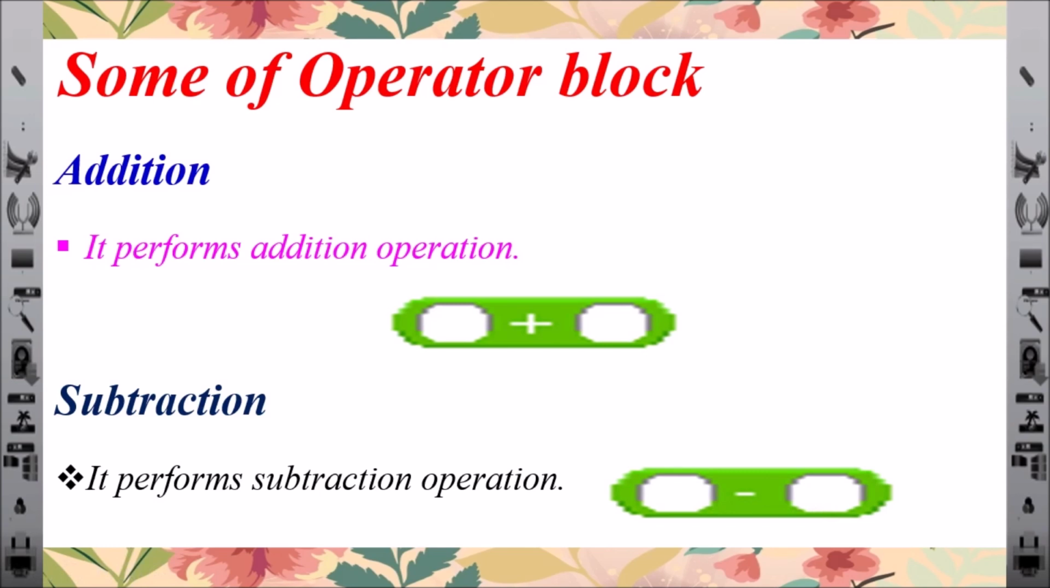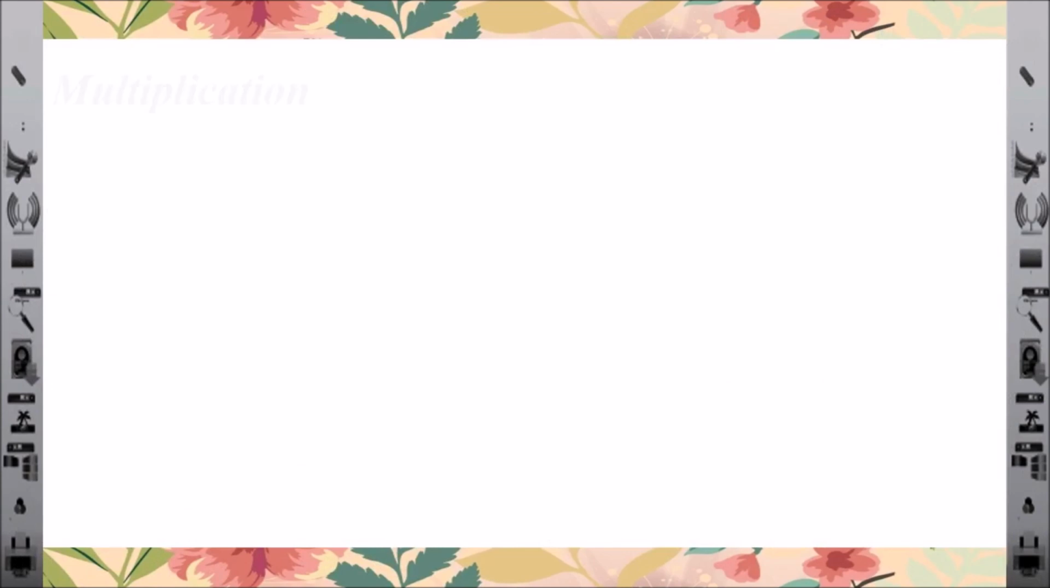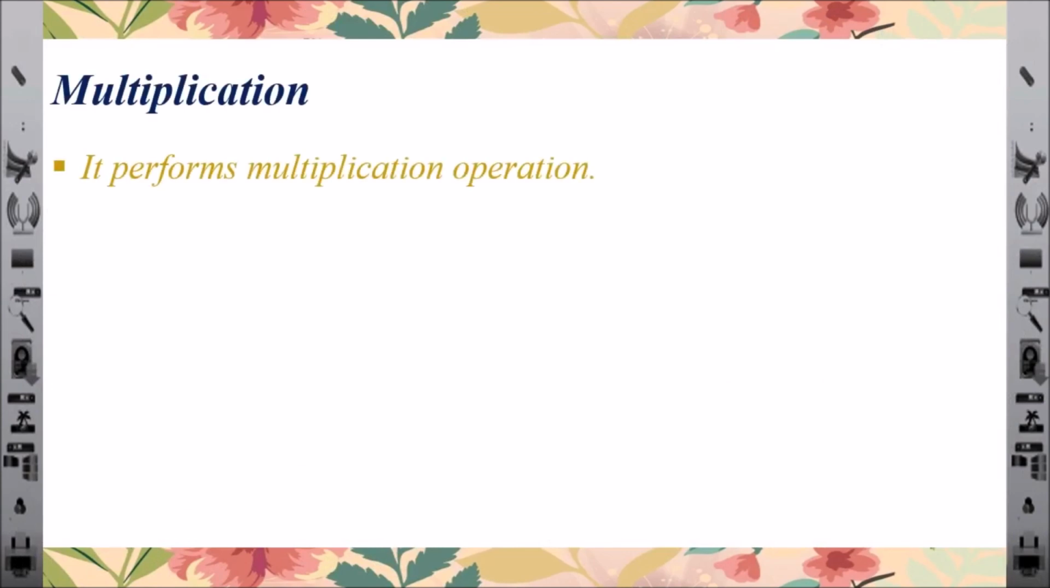Okay, now the next one is the multiplication block. It performs the multiplication operation. If you multiply two numbers, for example, you insert one in the left hand side box and one in the right hand side box. The two numbers are multiplied with the multiply symbol in between, and the result is stored in a specified variable. It performs the multiplication operation.